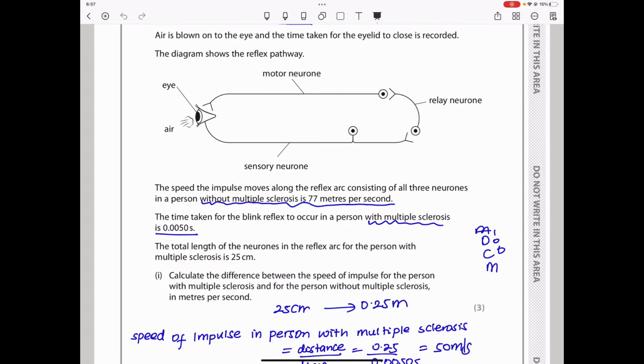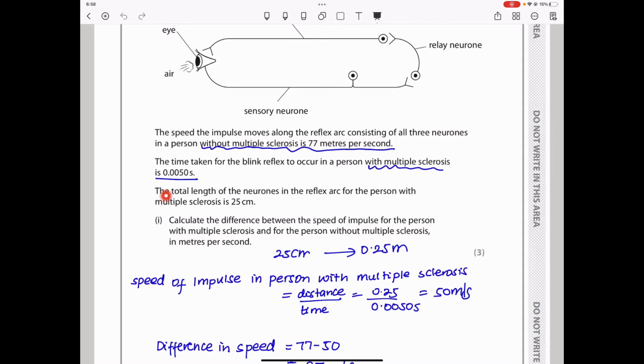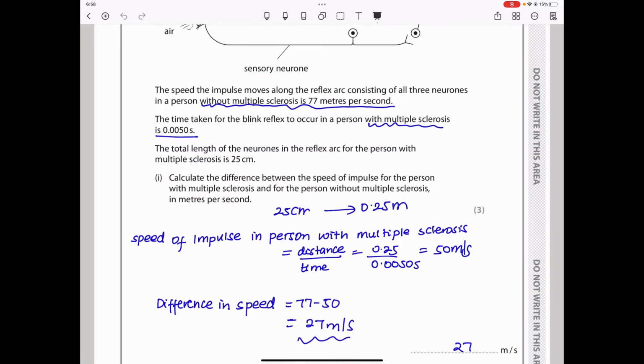Continuing, the speed the impulse moves along the reflex arc consisting of all three neurons in a person without multiple sclerosis is 77 meters per second. The time taken for the blink reflex to occur in a person with multiple sclerosis is 0.005 seconds. They say the total length of the neurons in the reflex arc for the person with multiple sclerosis is this. So this is the length of the neuron. And then they say calculate the difference between the speed of impulse for the person with multiple sclerosis and for the person without multiple sclerosis in meters per second.